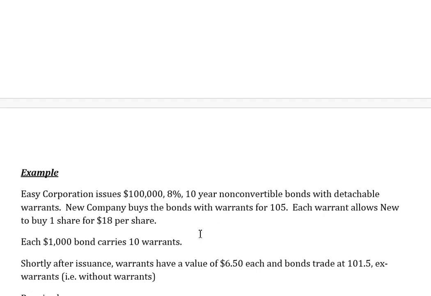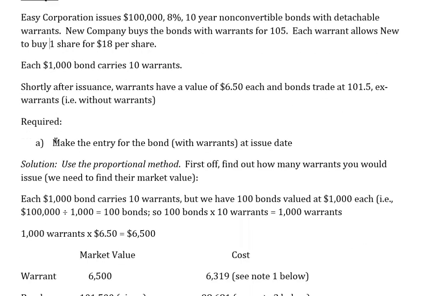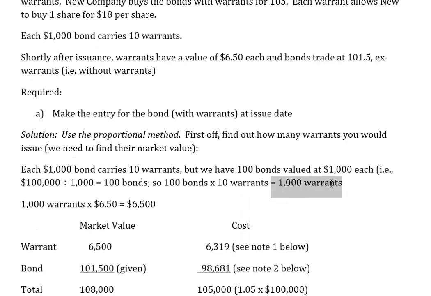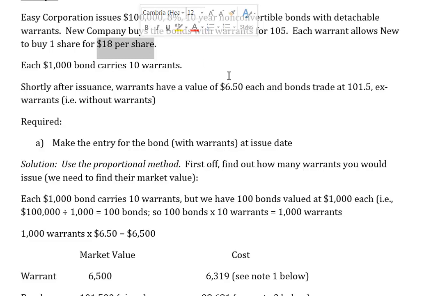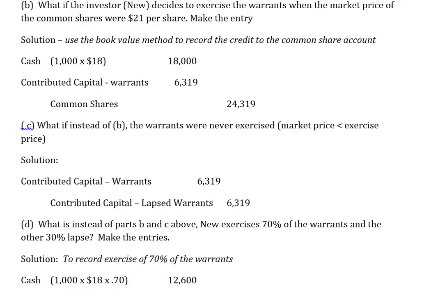Well, we know in this example, it says each warrant allows you one share. Well, we already calculated down here that we've got 1,000 warrants. So if they exercise them all, they're getting 1,000 shares. But don't forget, they have to pay the exercise price of $18 a share. So down here, we're going to debit cash that we're getting at $18 a share for 1,000 shares. Don't forget, we have 1,000 warrants and they're all being exercised. One warrant gets you one share. So 1,000 shares at $18 a share is $18,000.